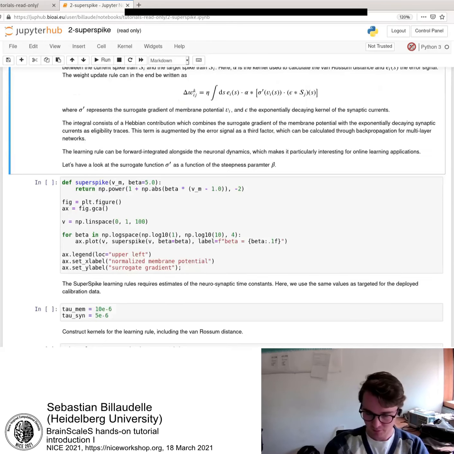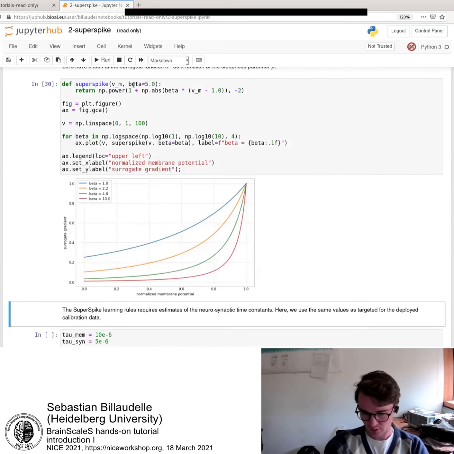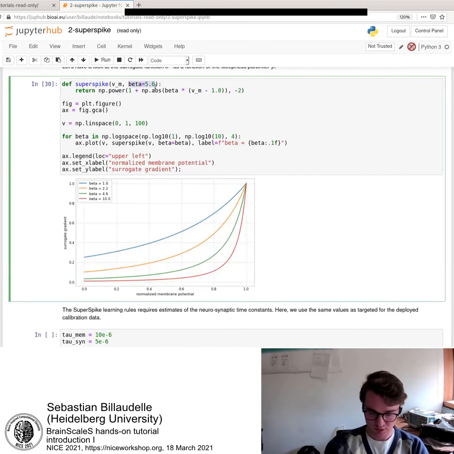So let's now define this surrogate gradient function. We call it super spike. And we can also plot it here. It has a parameter called beta. It's the steepness, and it's basically what you see here. If you have a high beta, you have a very steep gradient. That means that you converge towards your delta function, basically. And the lower beta is, the less steep your gradient is, and the more you take into account lower values of the membrane potential. Okay.